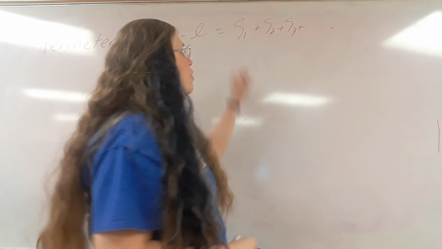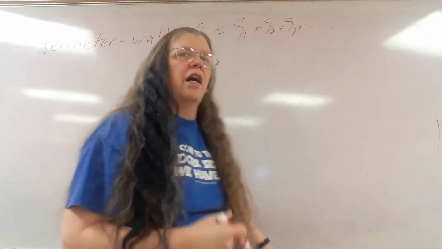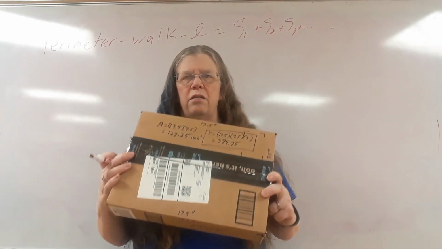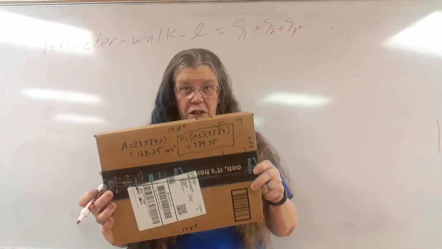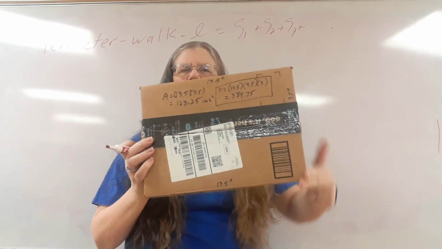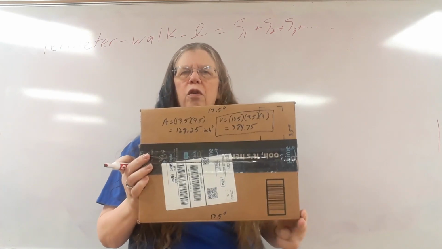So if it's a triangle, you only add 3 sides. If it's a square, you add 4. If it's an octagon, you add 8. Whatever. I use an expensive and sophisticated visual aid here. The perimeter is the outside edge. So we add the lengths of these 4 sides.